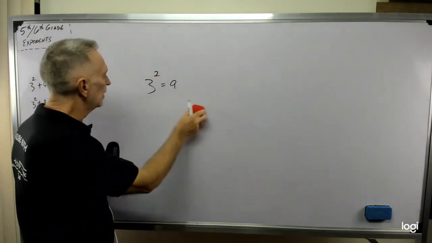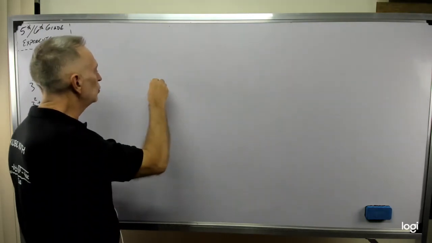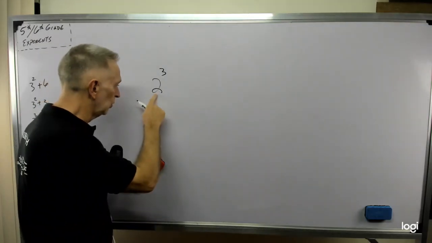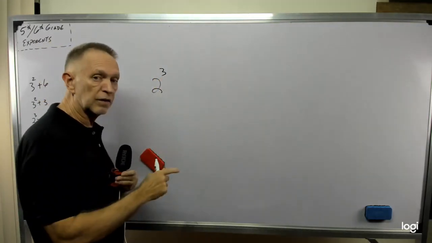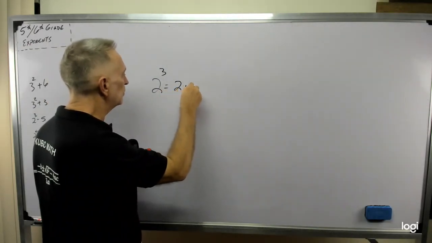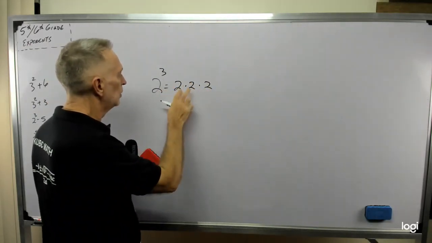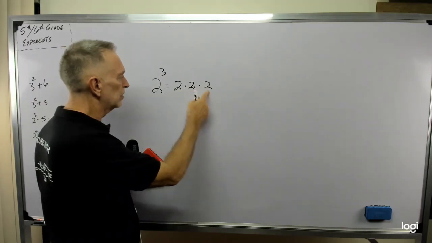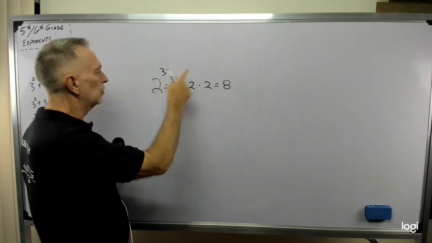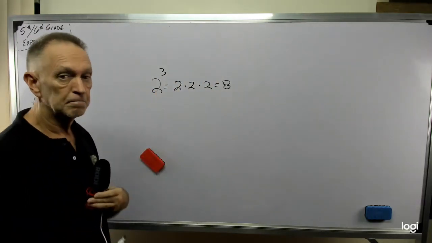Okay? What if we had 2 to the 3rd power? It's 2 times itself 3 times. So that would equal 2 times 2 times 2. 2 times 2 is 4, times 2 is 8. So 2 to the 3rd power is 8.